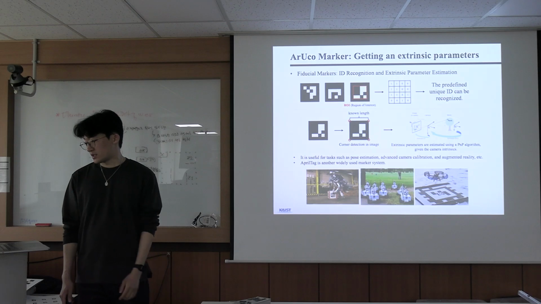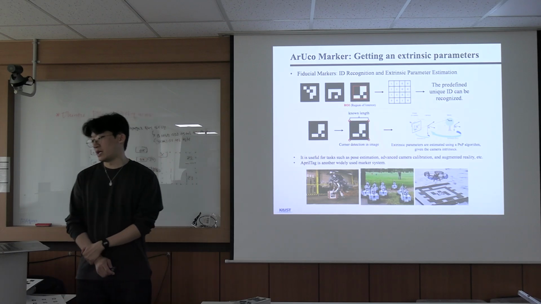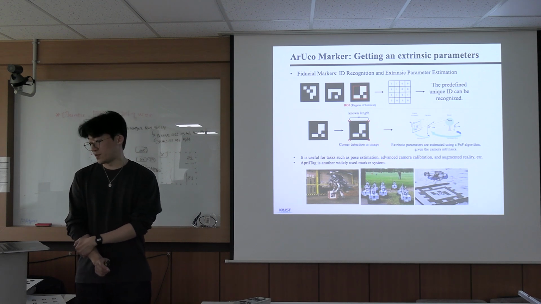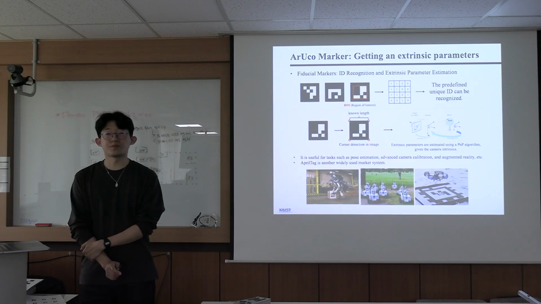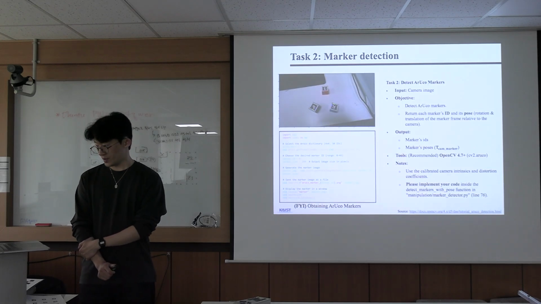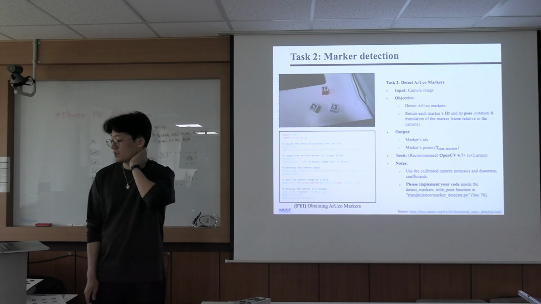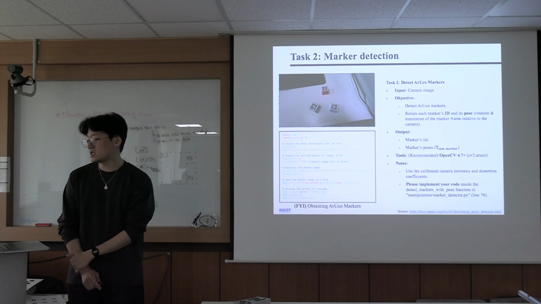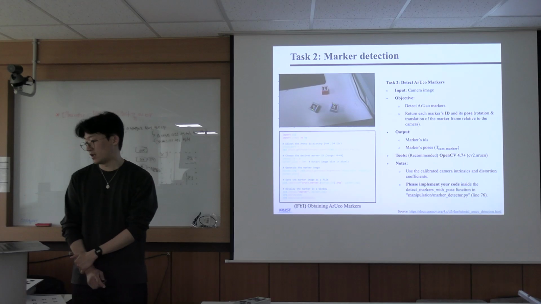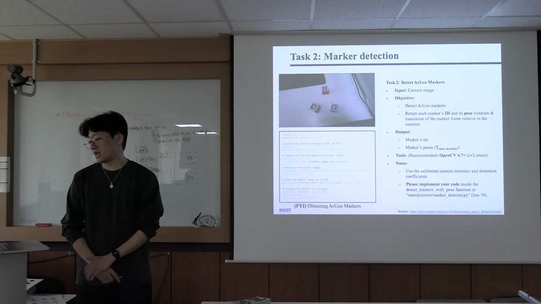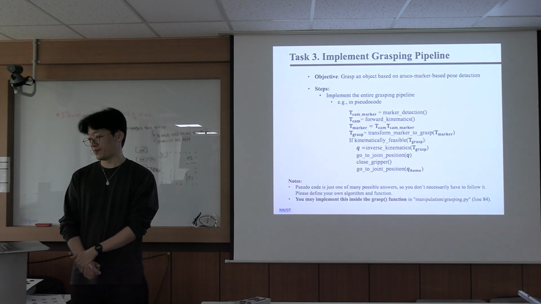The ArUco marker is a great tool for recognizing the unique ID and estimating the pose. By using the corners of the marker, we can determine its pose with the camera model, which includes the intrinsic and distortion parameters. The second step is to detect the ArUco marker. This step is straightforward with the OpenCV library. I recommend using OpenCV to detect the marker, read its ID, and estimate its pose.